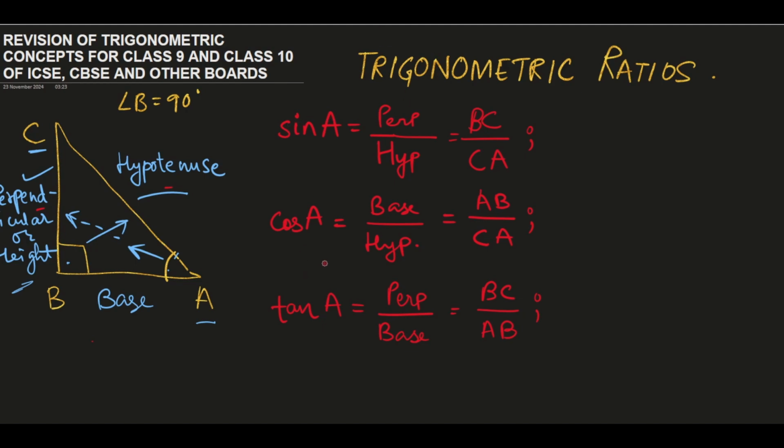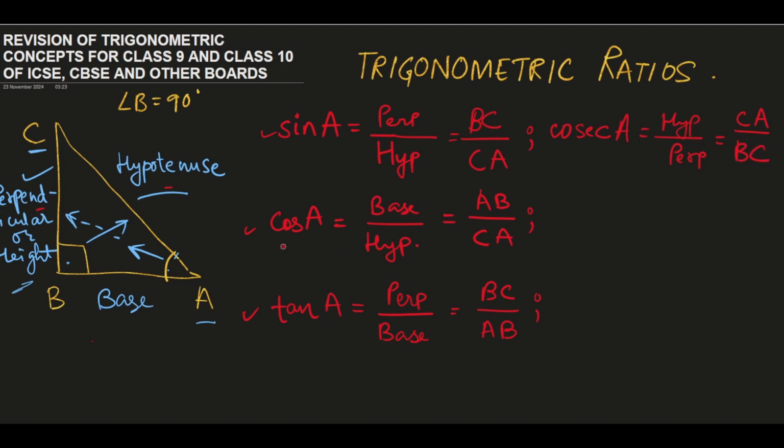After writing these three ratios, we have the ratios which are nothing but the reciprocals of these three primary ratios: sine, cos, and tan. The reciprocal of sine will be cosec. So cosec A will be nothing but the reciprocal. Reciprocal means you take the numerator as the denominator and the denominator as the numerator. You just have to reverse the position. So obviously this will be hypotenuse by perpendicular, which is equal to CA by BC.